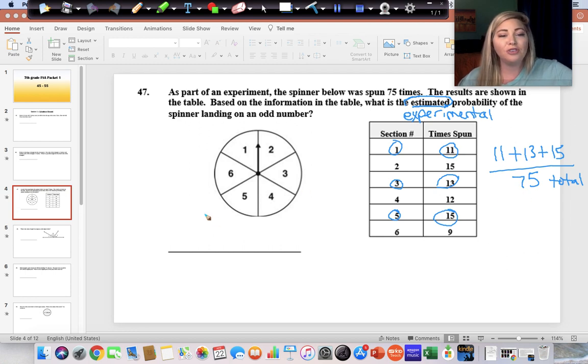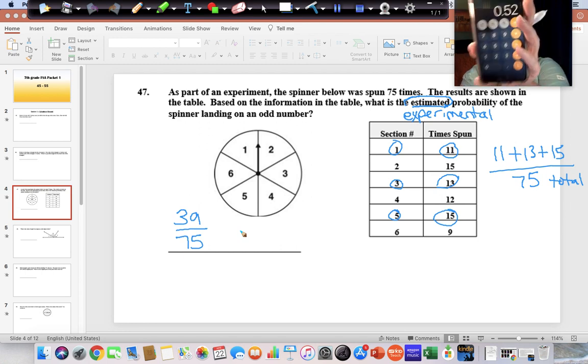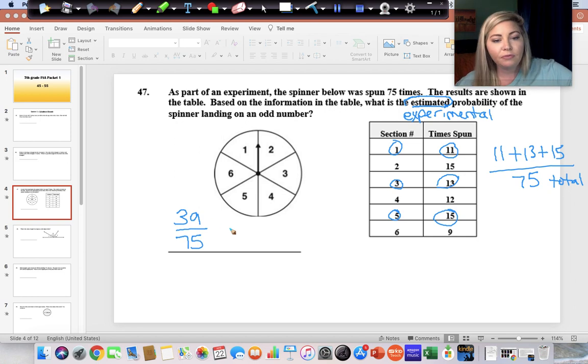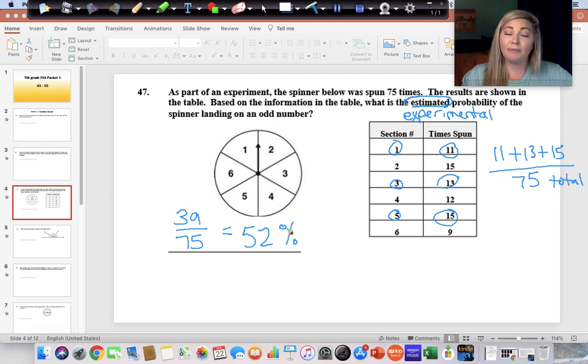And you are allowed to use the calculator on this part, so if you needed to add those up with the calculator, that's fine. So 39 over 75. And if you wanted to get a percentage, 39 divided by 75 gives you 52 hundredths, which is the same as 52%. So this equals 52%. That is the estimated, or experimental, probability of landing on an odd number.